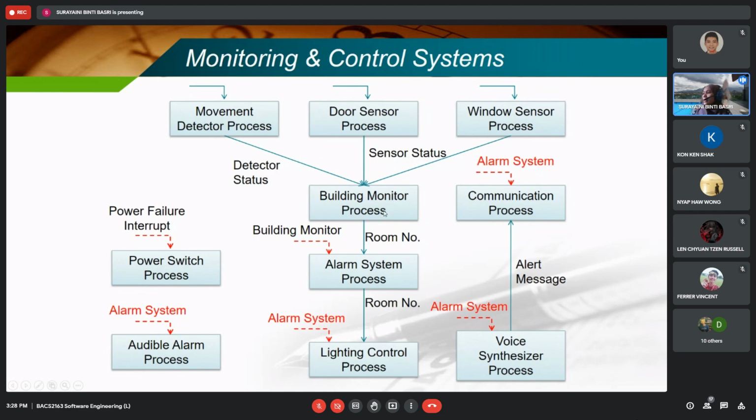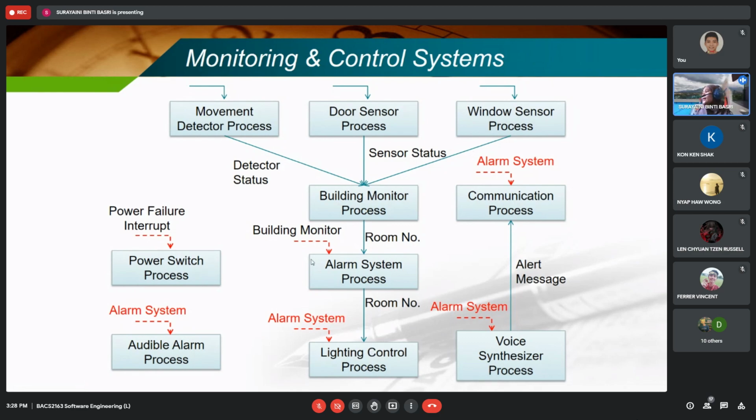After that, if the building monitor process gets the sensor signal, it will give the room number to the alarm system process. Then the alarm system process will give that room number to the lighting control process. If they know the room number, then they can switch on or off the light in that room.